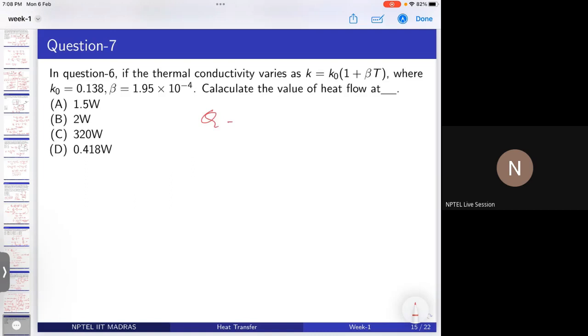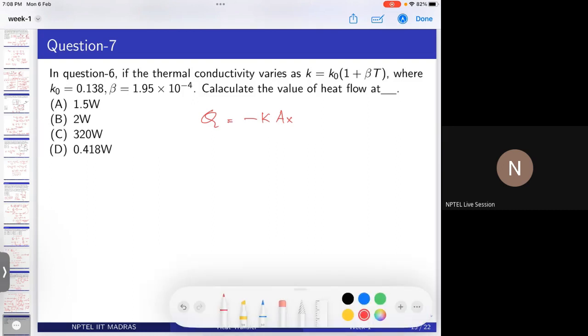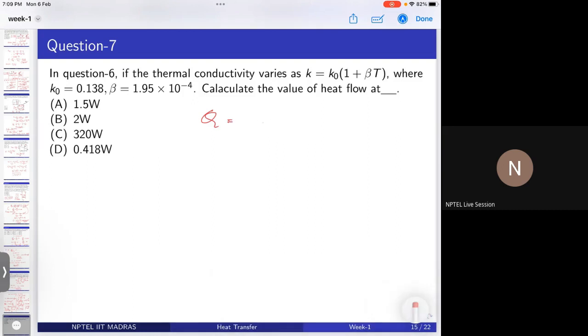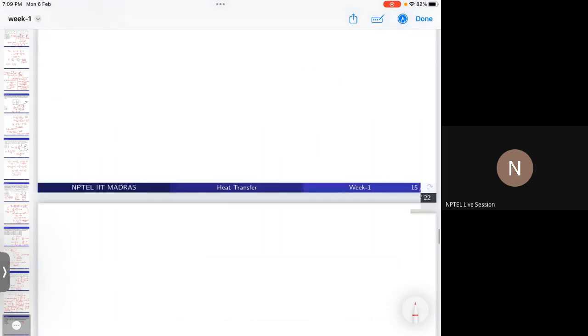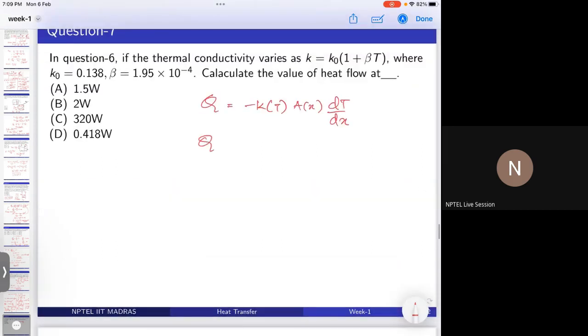So the heat is minus K Ax. Now we cannot write it as K, it's a function of T. So minus K(T) Ax dT by dx. Okay. So Q is equal to minus K0 times 1 plus beta T.